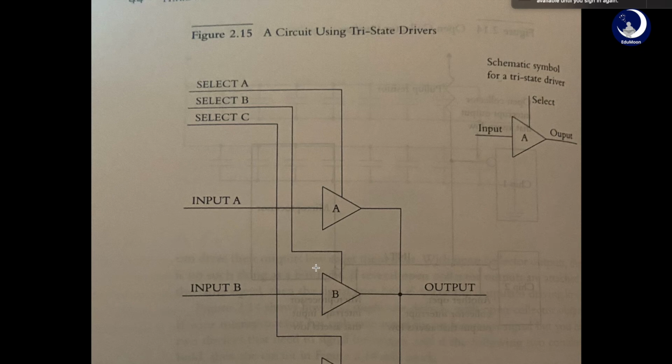As I said, the output signal will reflect the input of the driver for which the select is asserted. Say, for example, I've selected B and I've not selected A and C. Then the output would reflect the input of driver B, because driver B is selected, right? So it would reflect the input of driver B. It's very simple.